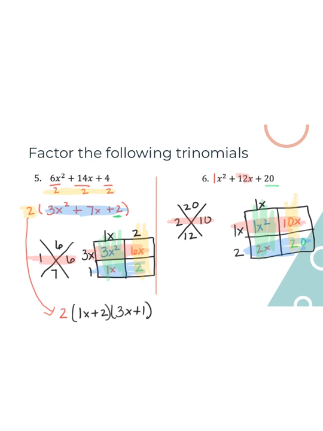And finally, 10x and 20, they both have a 10. So I'm going to find my factors, 1x plus 10, and then 1x plus 2, okay? Now I'm going to go up to the top. Did I divide anything out?